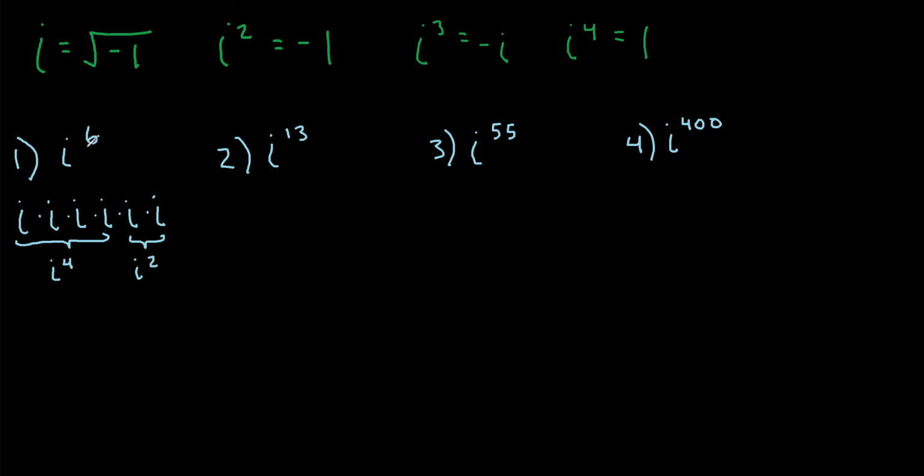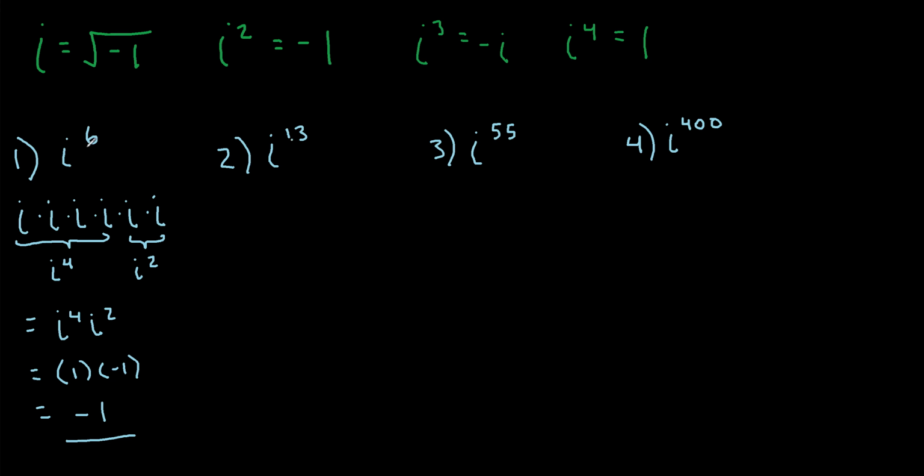So i to the 6th can just be rewritten as i to the 4th times i squared. That's the same as i to the 6th. Well, we know i to the 4th is equal to 1, and we know that i squared is equal to -1. So this is really 1 times -1, and that's just -1. So that's our final answer on that one. i to the 6th can be simplified to -1. Let's check out another example.